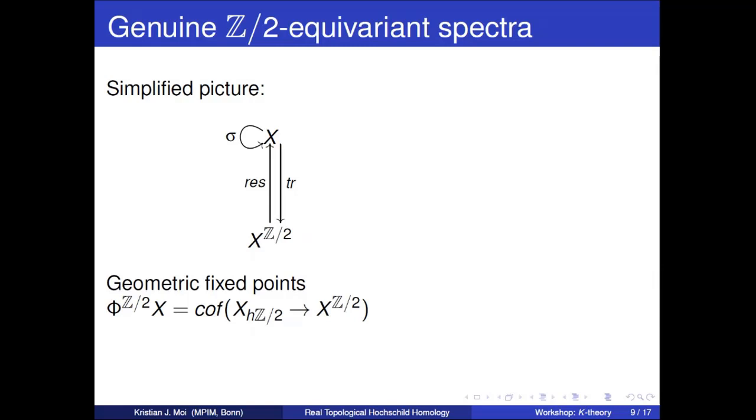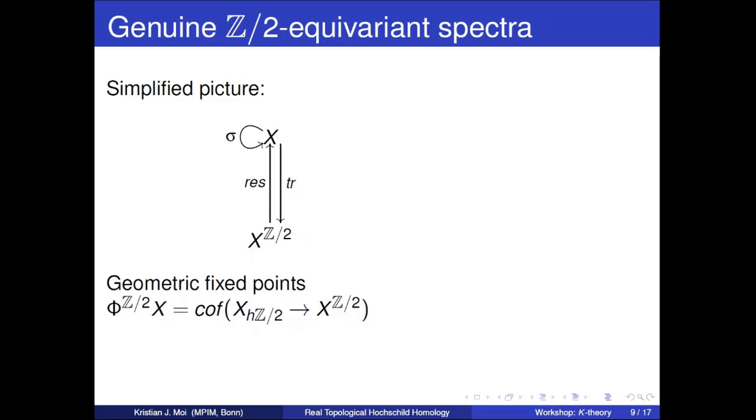In addition to this, there's what's called the geometric fixed points. This TR, this transfer map, behaves like a transfer should. So it factors over the orbits. Since we're working in spectra, that should be the homotopy orbits. So there's a map from the homotopy orbits into the fixed points, and you can take the cofiber of that map. That's the geometric fixed points. All of these ingredients are going to be important when we later study the trace map from real algebraic K-theory to real THH. So often all of these components matter.